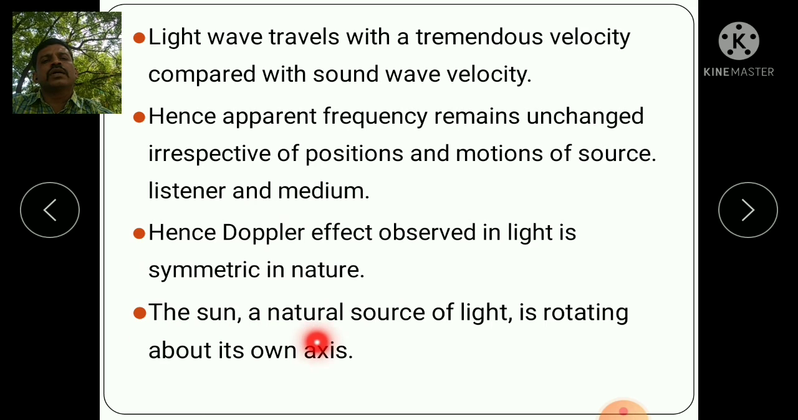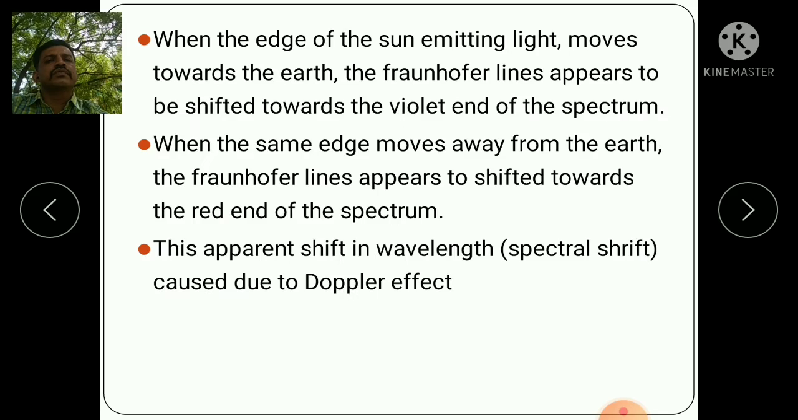The sun, a natural source of light, is rotating about its own axis. When the edge of the sun emitting light moves towards the earth, the Fraunhofer lines appear to be shifted towards the violet end of the spectrum. When the same edge moves away from the earth, the Fraunhofer lines appear to shift towards the red end of the spectrum. This apparent shift in wavelength, that is the spectral shift, is caused due to the Doppler effect.